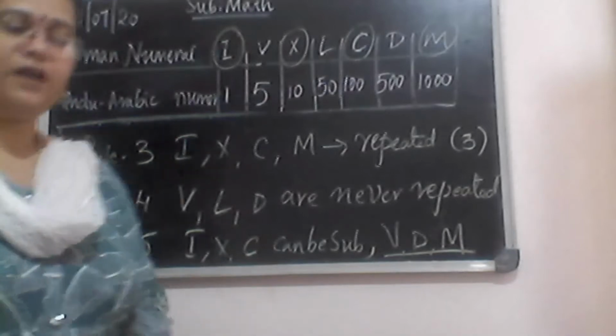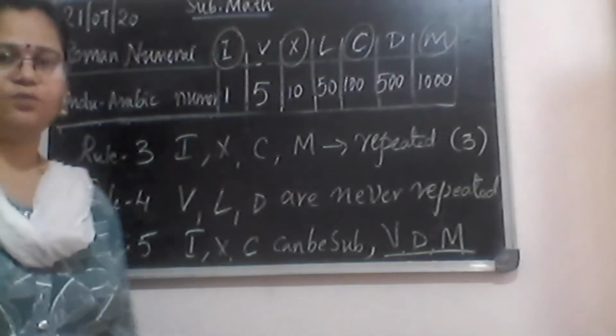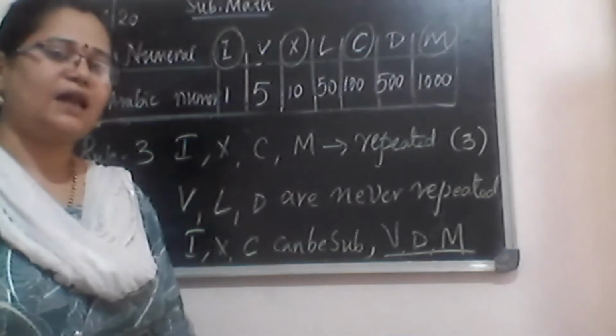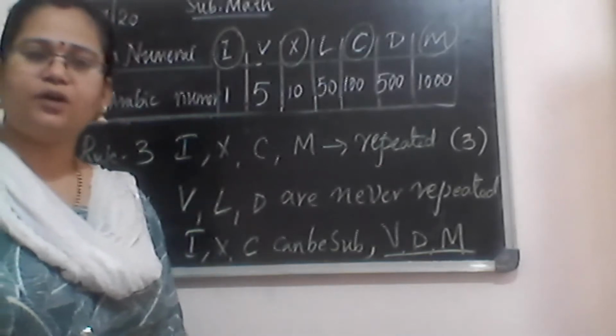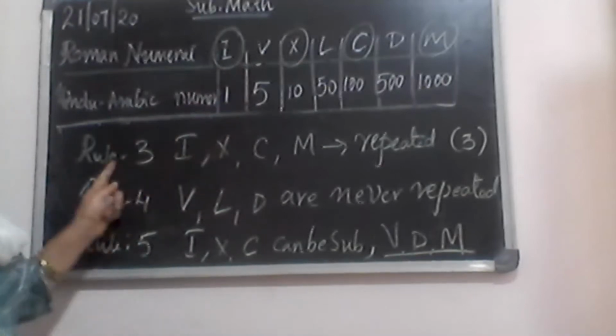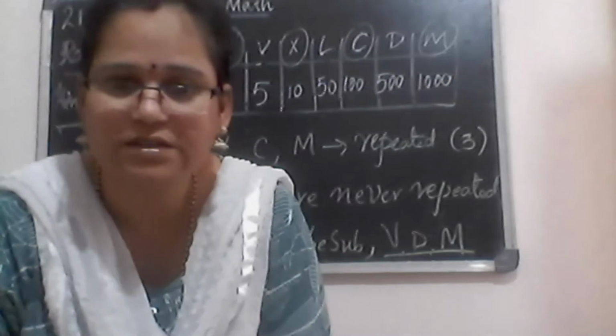Once again, children, let us understand what Roman numerals are. Roman numerals are 7 symbols used by the Romans, and they are very helpful. So we are also using them. These are the 7 symbols and these are the values for them. Okay, children?